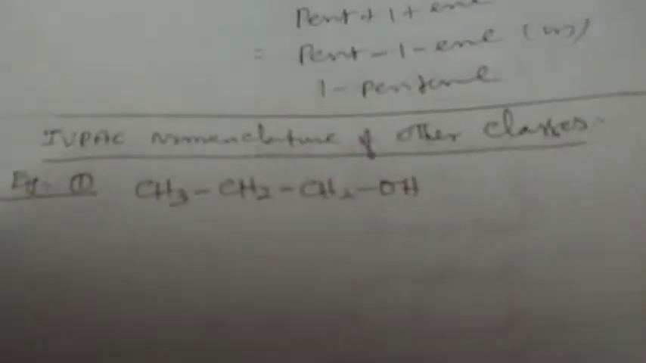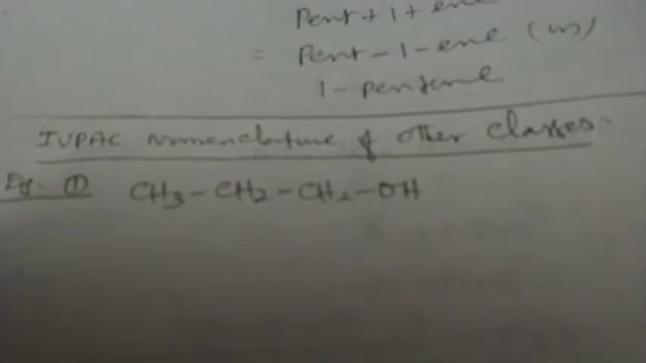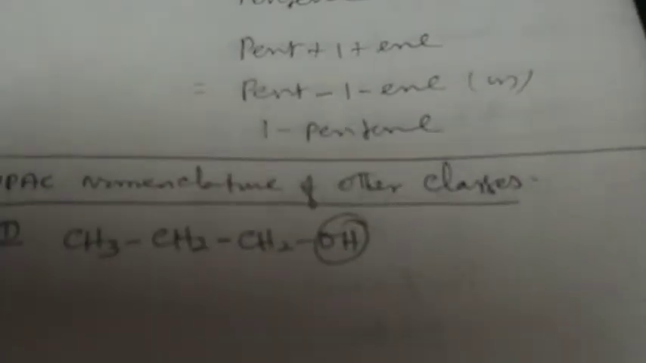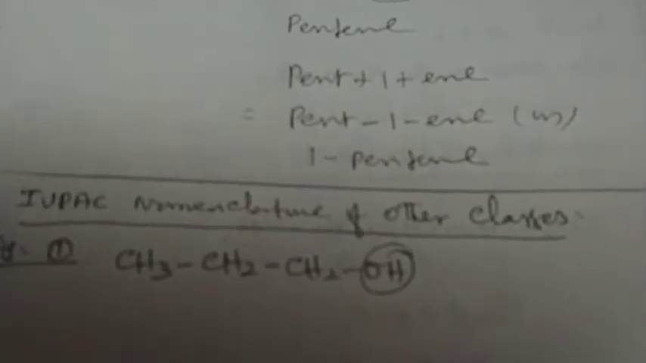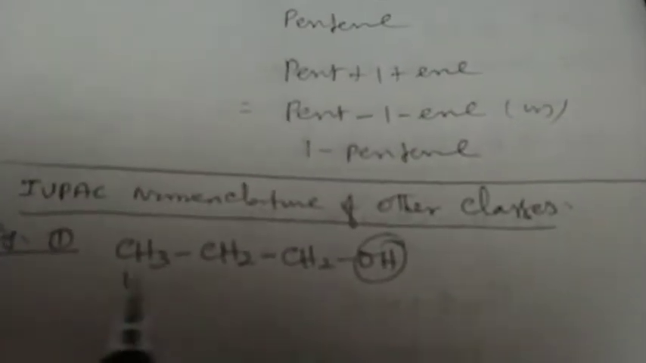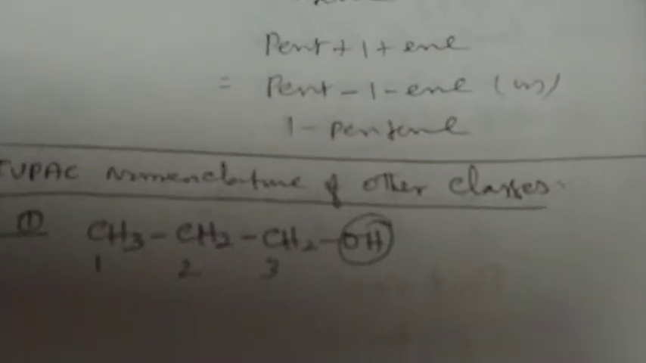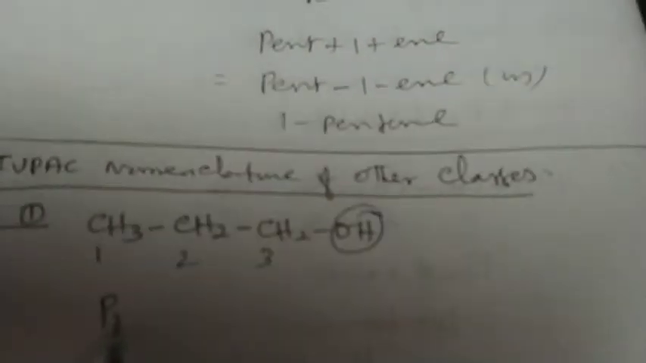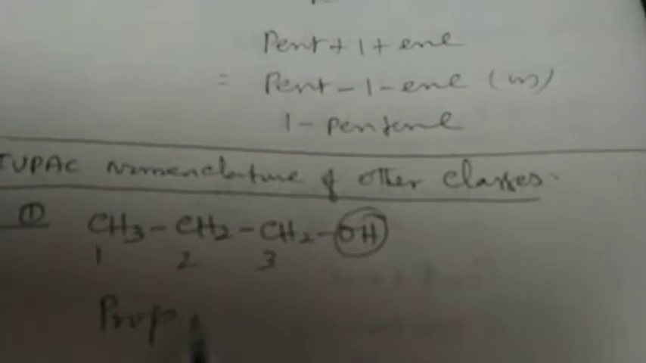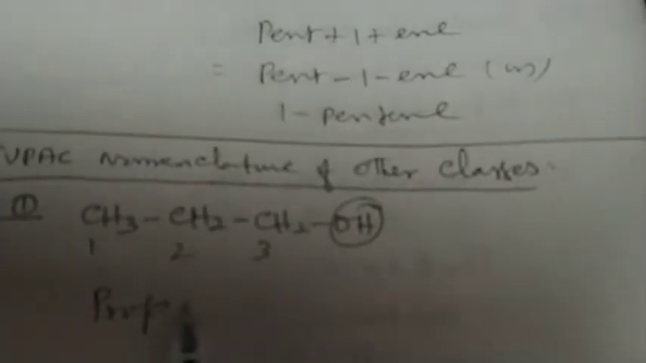Yes, my dear students, now we are going to study the IUPAC nomenclature of other classes. For example, the compound CH3, CH2, CH2OH. Let's see, a functional group is given. This is OH. This is going to be an alcohol. And we have to number the carbon atoms to find the root word. So there are 3 carbons, 1, 2, 3. So 3 carbons means the root word is propane.